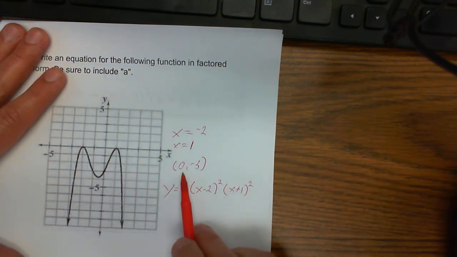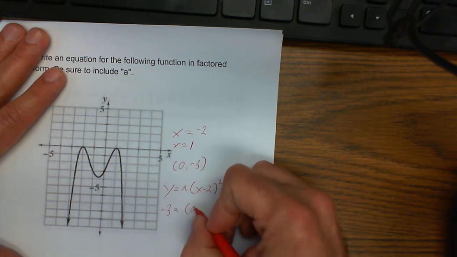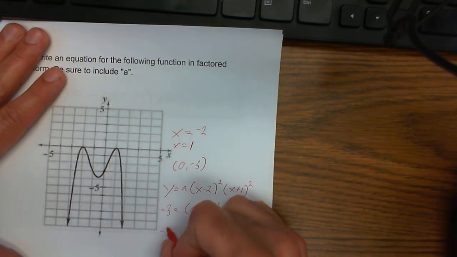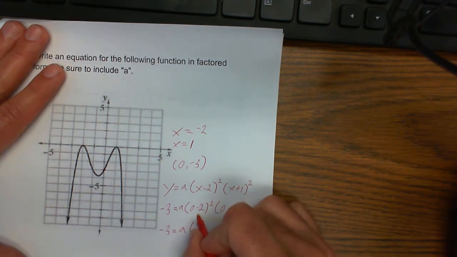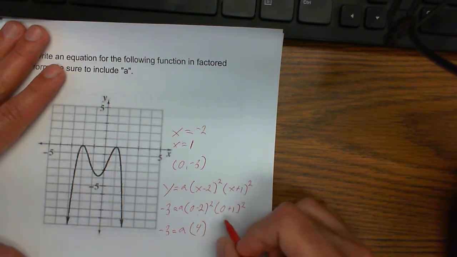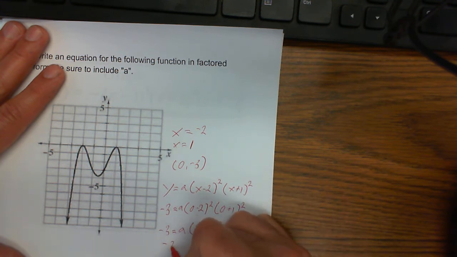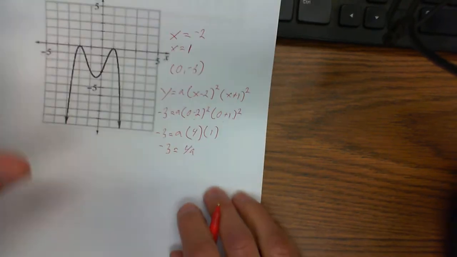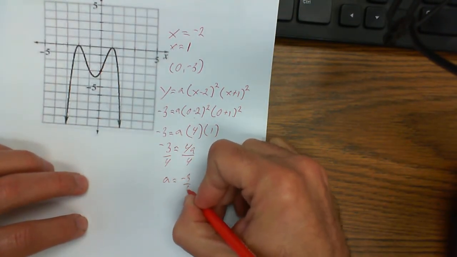Now to solve for the a, let's plug in our x is 0 and our y is negative 3. So negative 3 equals (0 minus 2) squared times (0 plus 1) squared times a. 0 minus 2 is negative 2, squared is 4. 0 plus 1 is 1, squared is 1. So 4 times 1 is 4 times a. And then we just divide by 4. a equals negative 3 over 4.